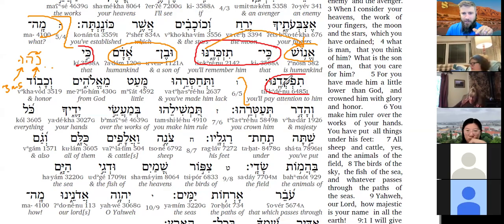Same thing with the tifkadenu. It's supposed to be tifkadenhu. The hey assimilates, referring back to Ben Adam. There we go.